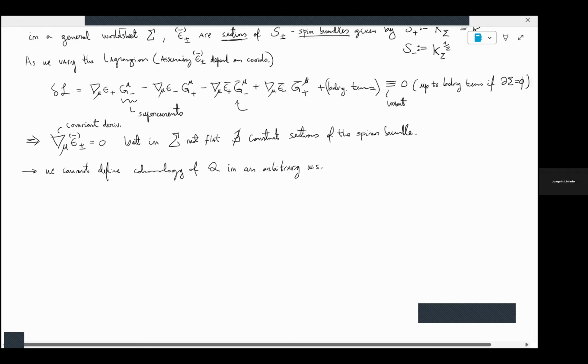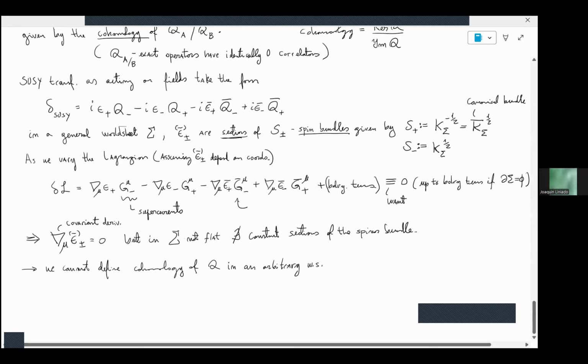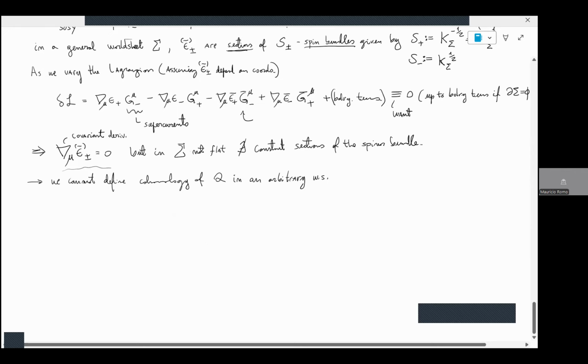Maybe you don't. But sorry, Mauricio, yes. I lost you in the last bit. What is the argument to say that you can't define a cohomology? Because you cannot define Q. Because remember that for Q you don't have a well-defined symmetry transformation. Exactly. I mean, I can define the transformation, but it won't be a symmetry. Exactly. So the condition for the symmetry is kind of, in general, yes. So exactly, you cannot define a cohomology in an arbitrary worksheet, because I will repeat it.